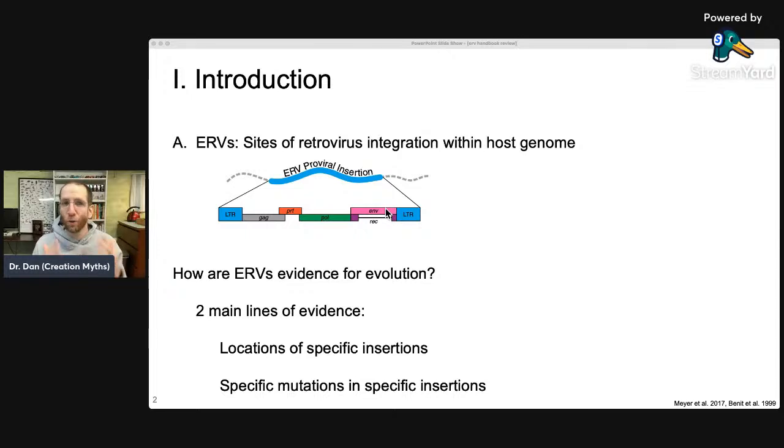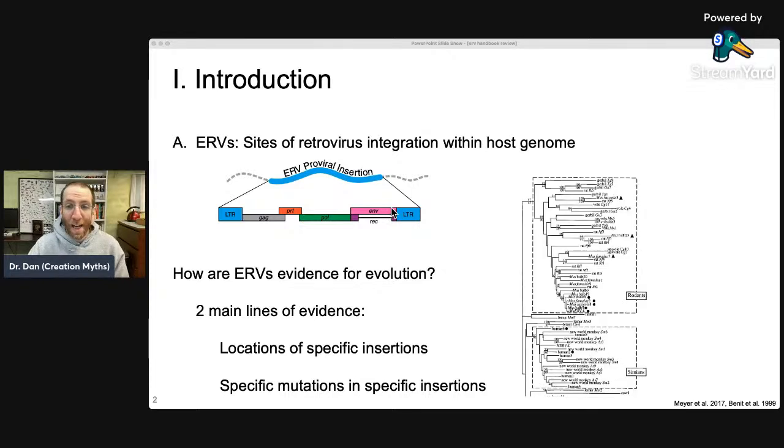So you can infer common ancestry that way as well, and patterns of relatedness that way. The cool thing about these sequences in your genome is you can actually reconstruct phylogenies just based on the ERVs. You could ignore the rest of the genome and just check out the ERV insertions that are shared between different groups, and you can reconstruct accurate phylogenies.